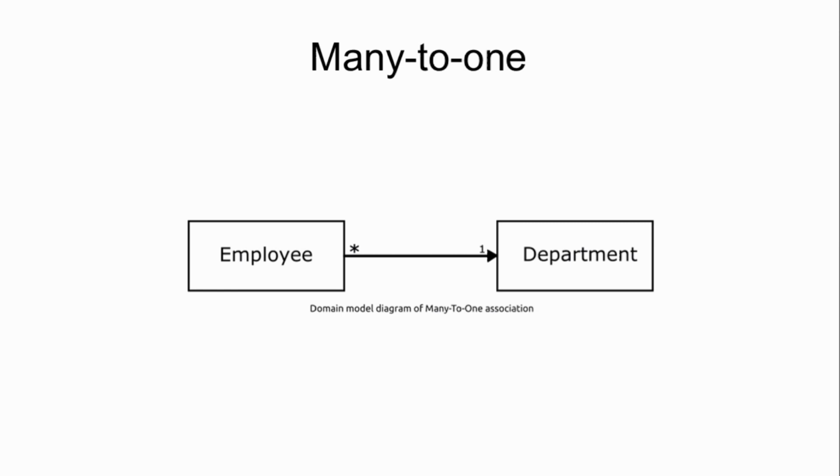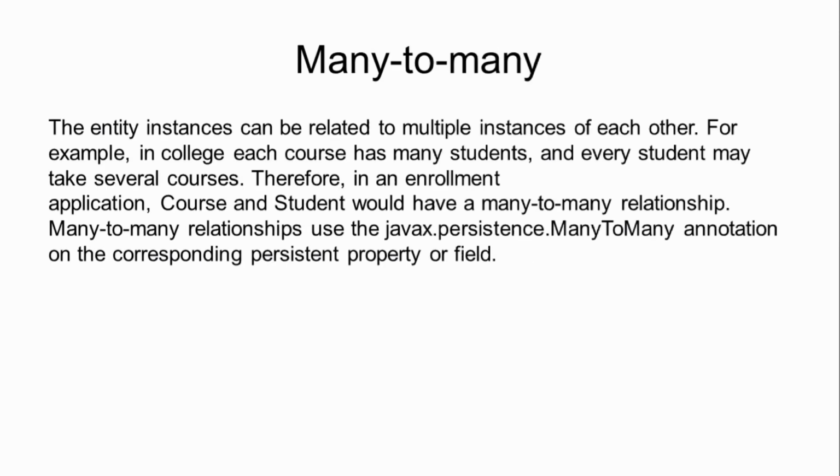Here is an example of employee and department. There are many employees in a department. Each employee relates to a single department, whereas employees are many in number. This is a good example of a many-to-one relationship.